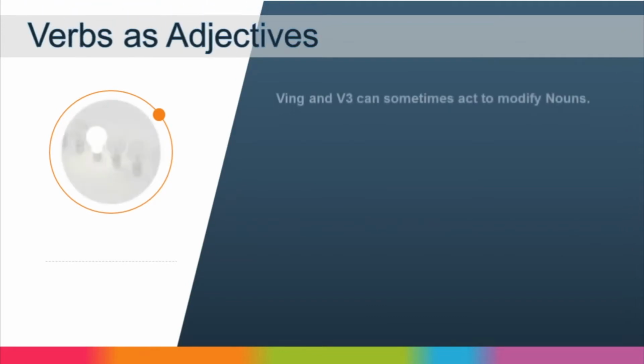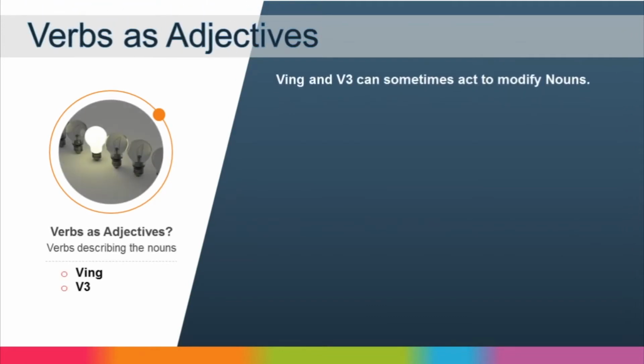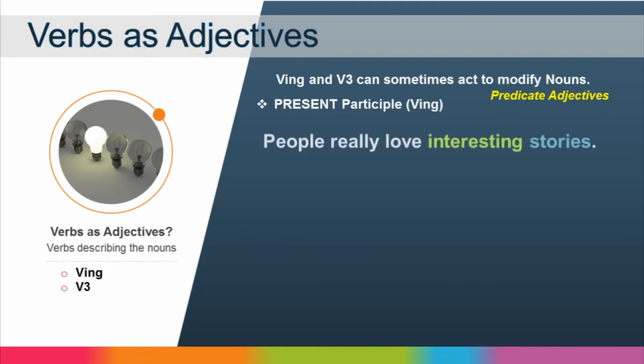Now let us continue with the potential problem that you would probably have with verbs acting as adjectives. Now, verb-ing and verb 3 can sometimes act to modify nouns, to give explanations or give more information about nouns. We call these predicate adjectives. In this case, they can be in the form of present participle or verb-ing, such as what we see in this sentence. People really love interesting stories. Now, interesting here acts as an adjective to add more information about the noun stories. Therefore, interesting here tells us what kind of stories they are.